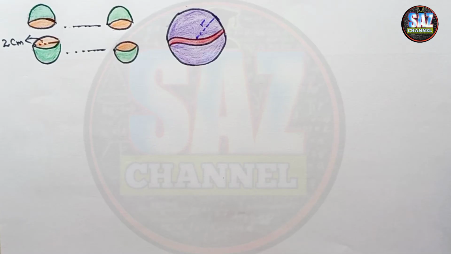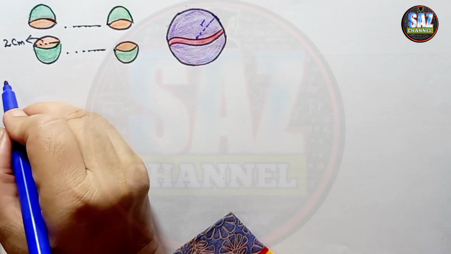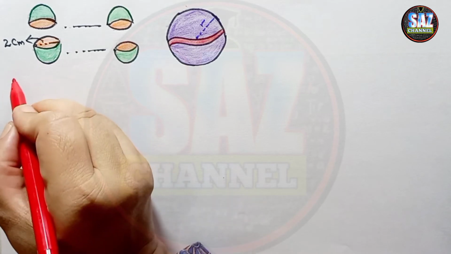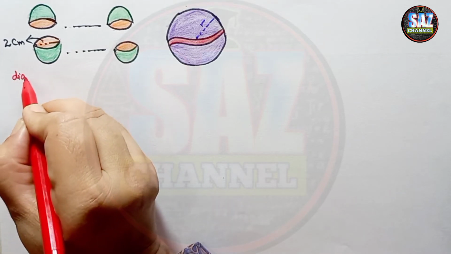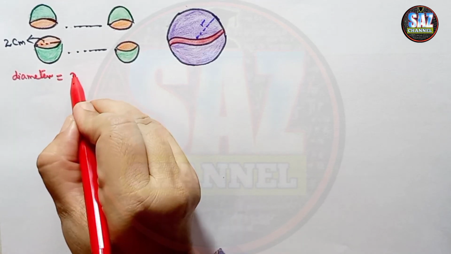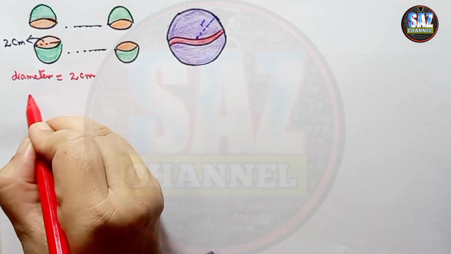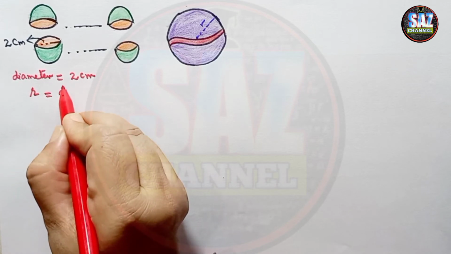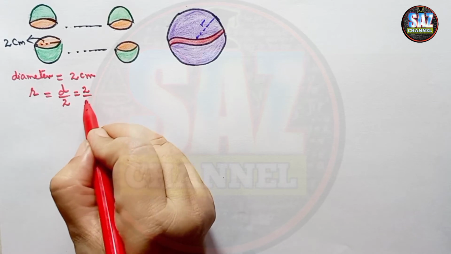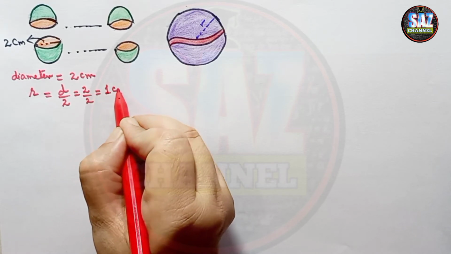Okay, as I'm making this lesson for the beginners, I will be going with the information directly given in the question. The diameter of one hemisphere which is given in the question is 2 centimeter. Diameter equals 2 centimeter, and radius equals half of the diameter, diameter by 2, which is equal to 2 by 2, which is equal to 1 centimeter.